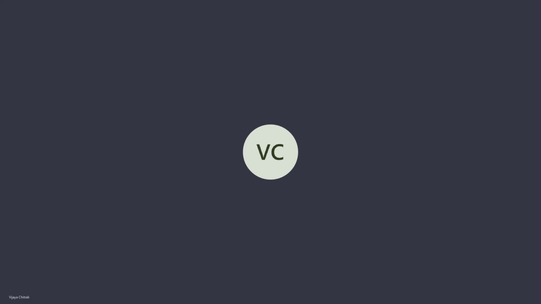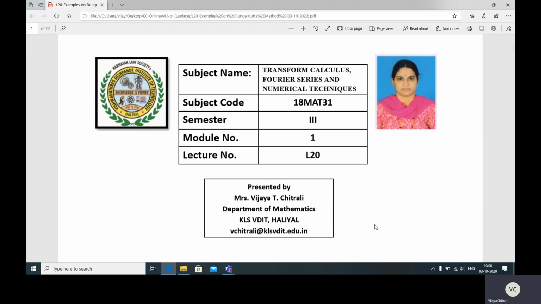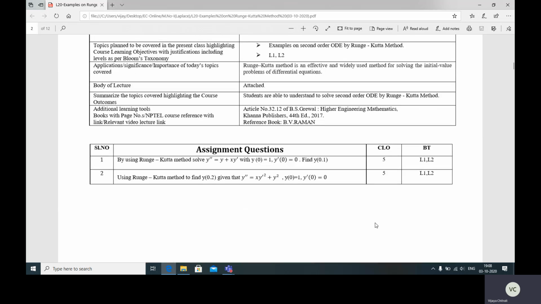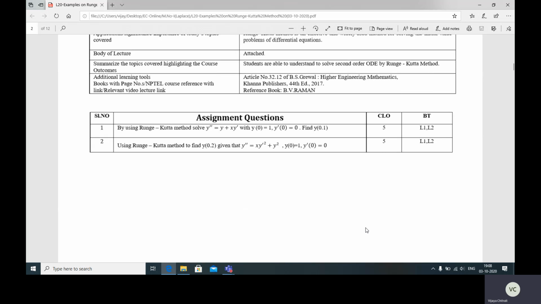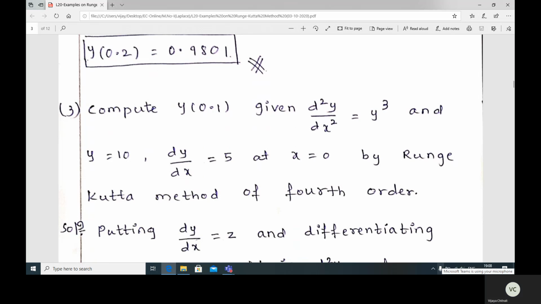So in the previous class, we discussed the RK method of fourth order, and the solution of second order differential equations by the RK method of fourth order. In today's class, we'll solve a few more examples on the RK method of fourth order. Before that, the formulas of this RK method.